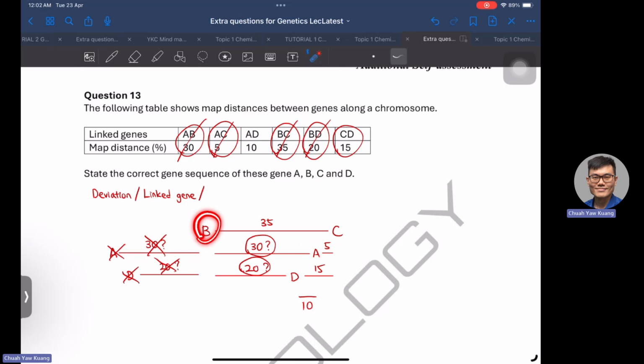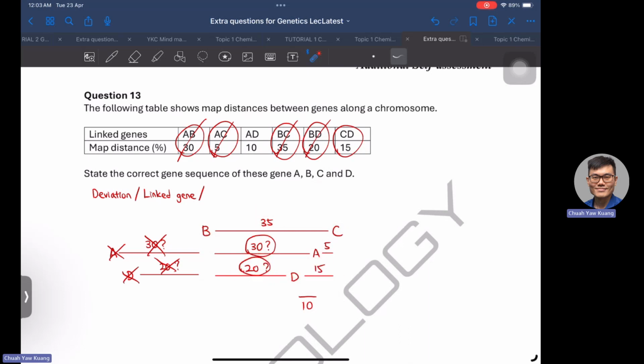So how about B here? B is 35 to C. The distance is 35. From B to A is 30 plus the A to C is 5, which equals 35. So it's correct also. B to D is 20 and then D to C is 15. So again, from B to D to C is 35 in total.